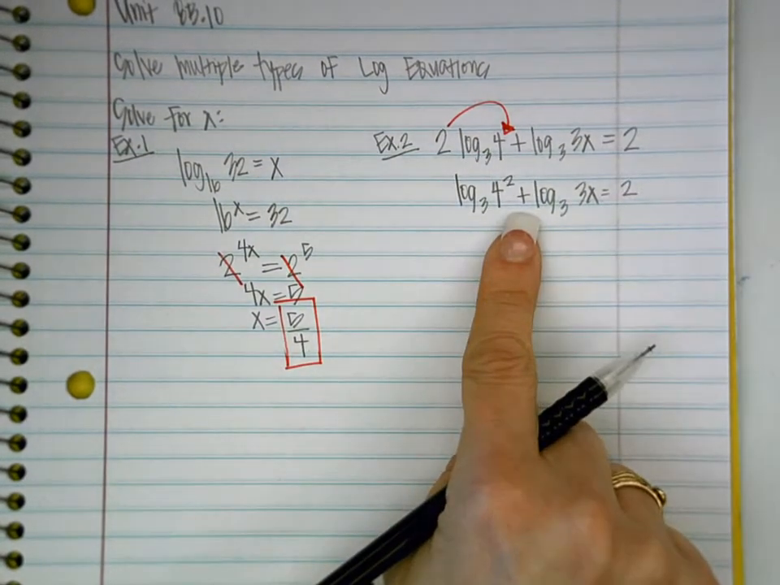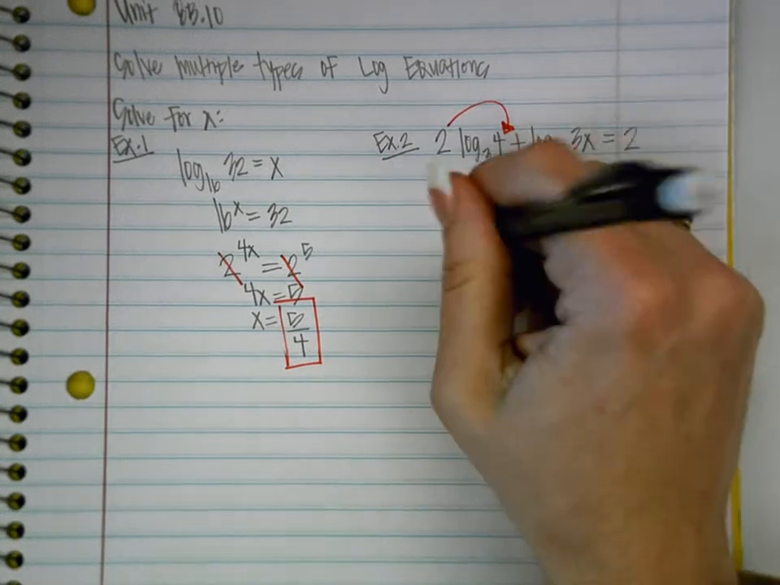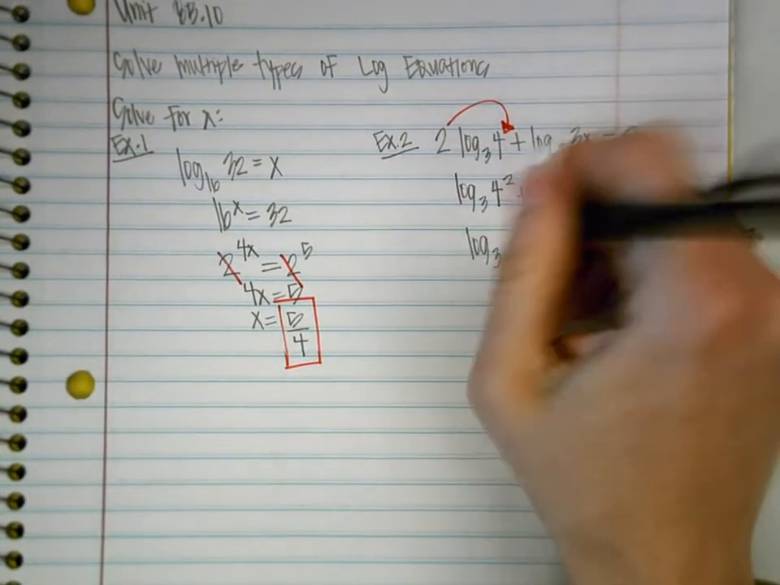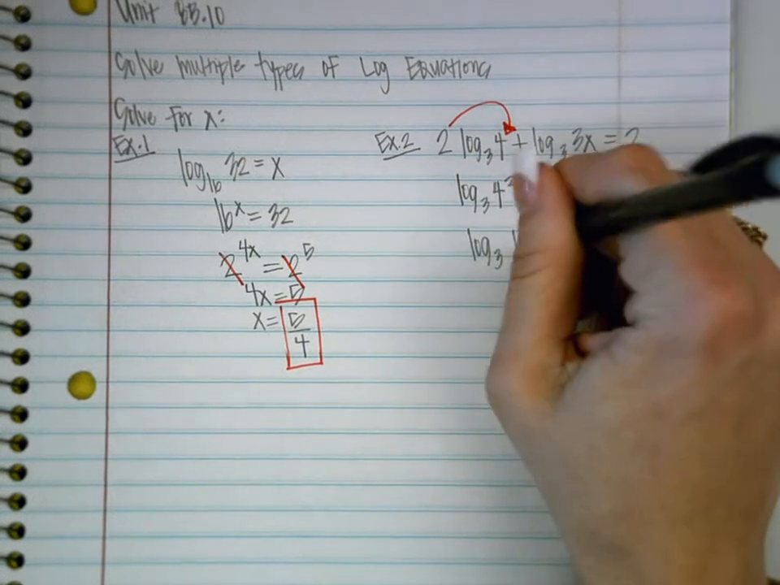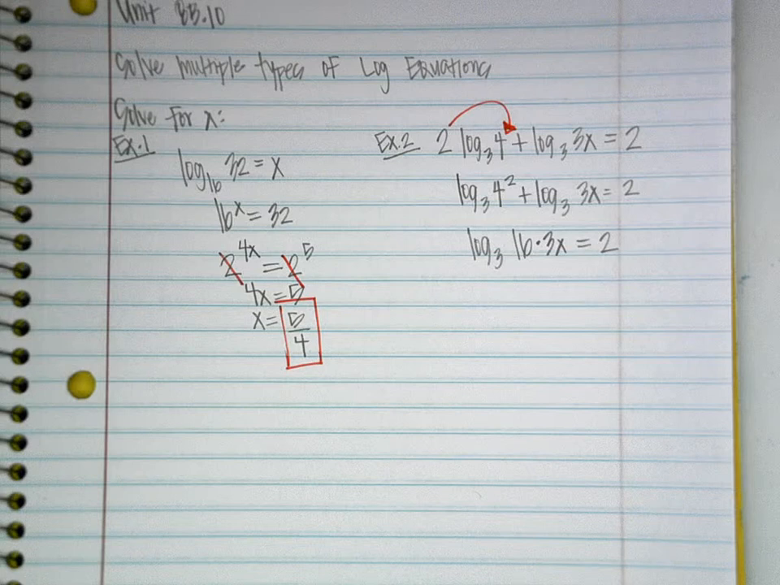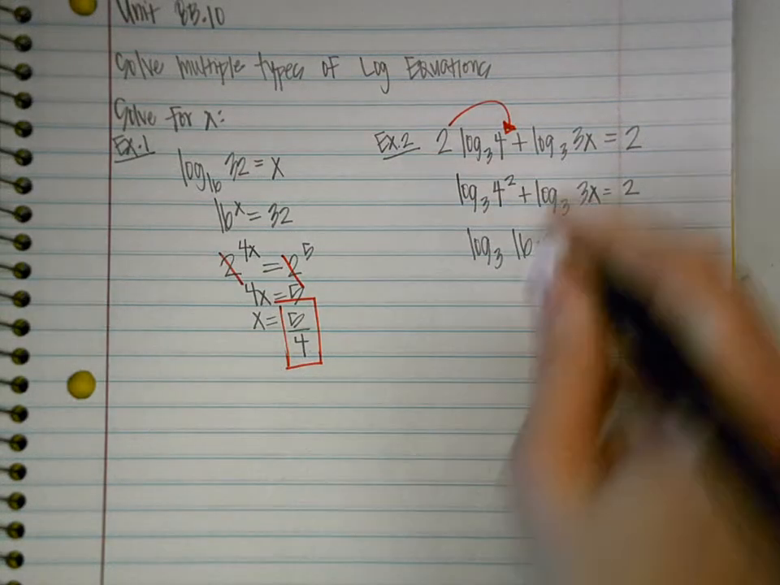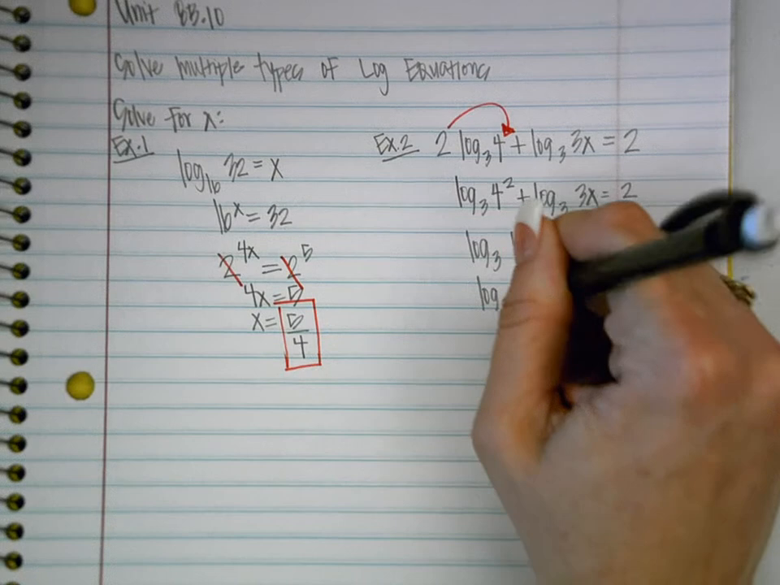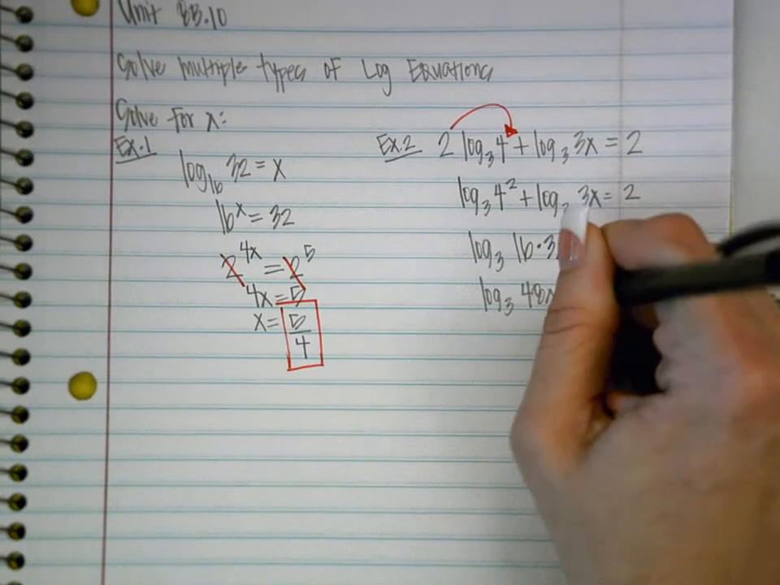Addition turns into what? Multiplication. So this is going to be log base 3 of, what's 4 squared? 16. I'm going to do a couple steps at the same time. 16 multiplied by 3x equals 2. You can simplify that further. So log base 3 of 16 times 3 gives you 48x equals 2.